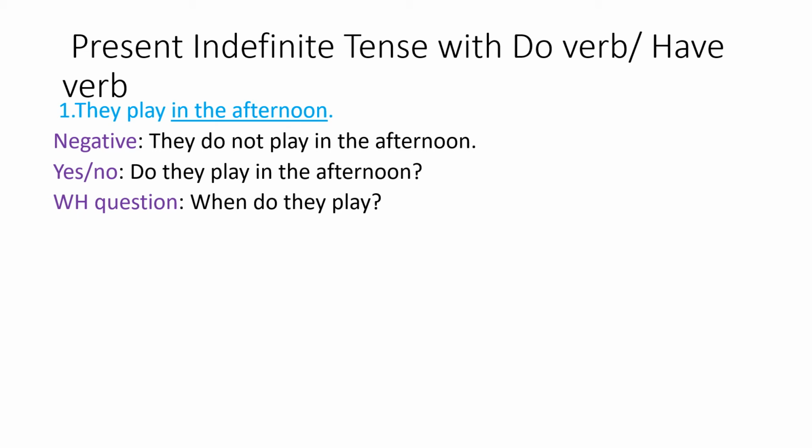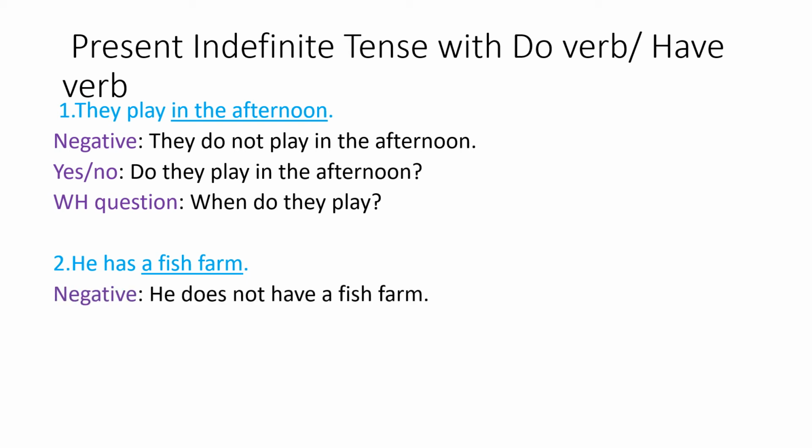Have you understood, students? Next, with have verb. He has a fish farm. This sentence is with have verb. So, negative form: he does not have a fish farm. Here, he is third person singular number, so does not will come as an auxiliary verb. Does. He does not have a fish farm. First subject, then auxiliary verb does not, then have a fish farm. If does comes, has is transformed into have. Has changed with have. Okay, students, because does not is here, he does not have a fish farm.